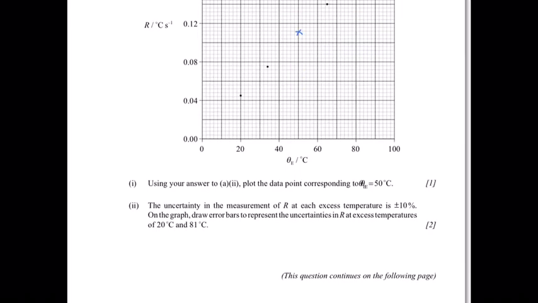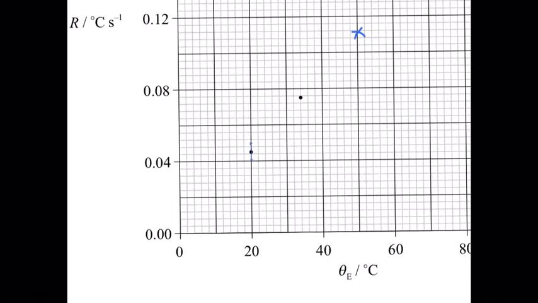Part 2 asks us to deal with the uncertainties of the graph, only on R though, so we only have to deal with it in the Y direction. It says that there is an uncertainty of plus or minus 10%, and it asks us to plot it for 20 degrees and for the point at 81. If we deal with the 20 degrees first, you could look at the value here of R and then work out plus or minus 10%, but it's perhaps easier just to notice that this is 11 squares up to here. So 10% of that is 1.1 squares. So all we need to do really is plot just over 1 square in each direction like that.